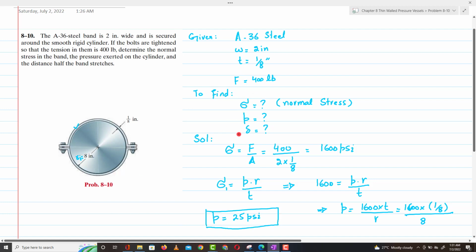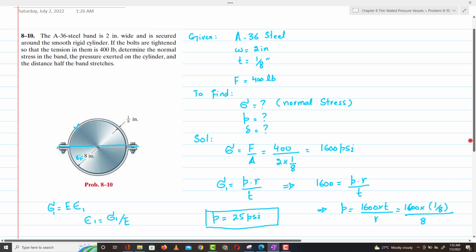Now we have been asked to find the distance half the band stretches. So you have to take half of the band, that is, how much it stretches. As we know, stress is equal to E into strain. So sigma 1 is equal to E into strain, and from here you can get epsilon 1 equal to stress over E.